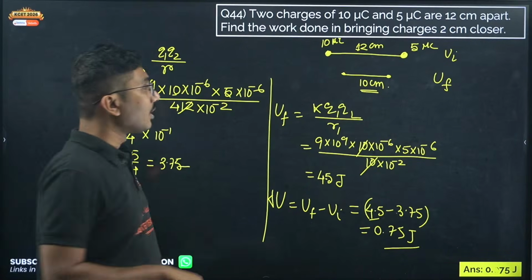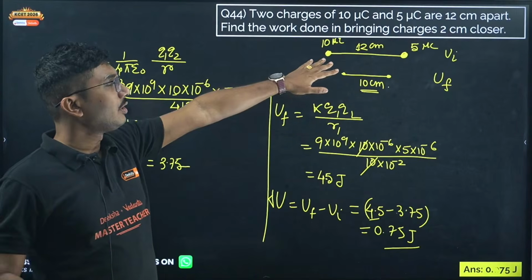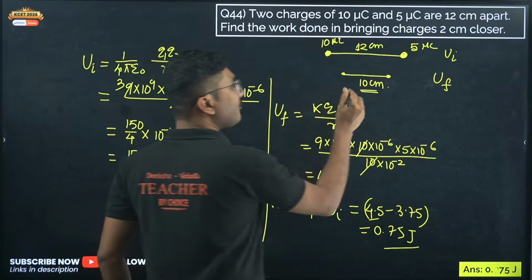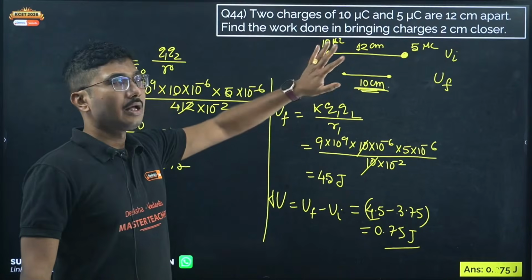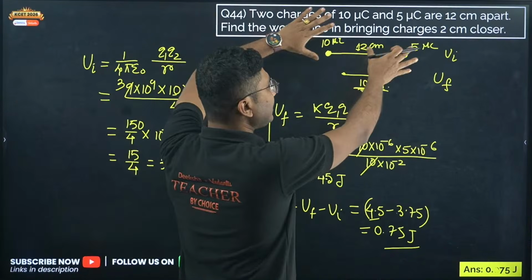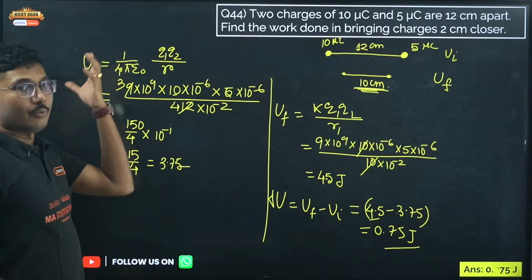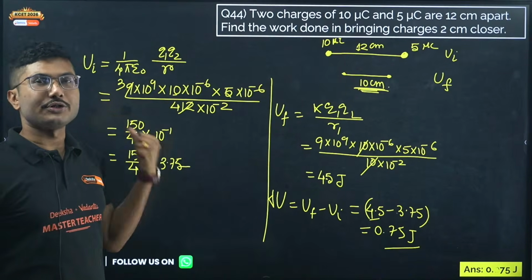Now when you are bringing the charges 2 centimeter closer, that means the final distance will be 10 centimeter. Okay, 12 minus 2 is 10. Now how to approach this problem? First, initially these are the charges. When these charges are separated by a distance of 12 centimeter, they have a potential energy.